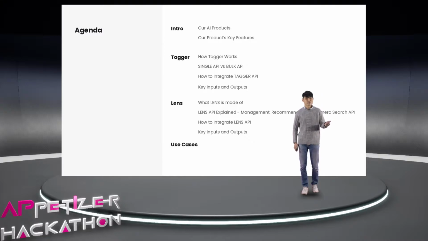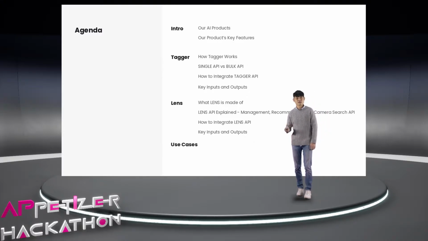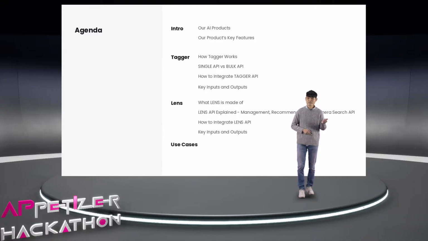So this is the agenda for this presentation. Our AI products, what our products' key features are. Then we'll move on to Tagger, what Tagger is, how Tagger works, and we discuss the 2 APIs, single and bulk APIs, and we discuss how to integrate the API into your application. Then we talk about the key inputs and outputs of Tagger.